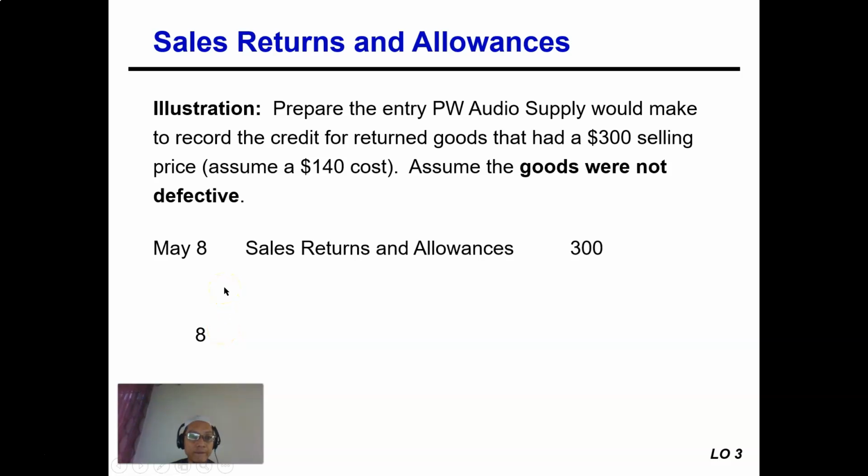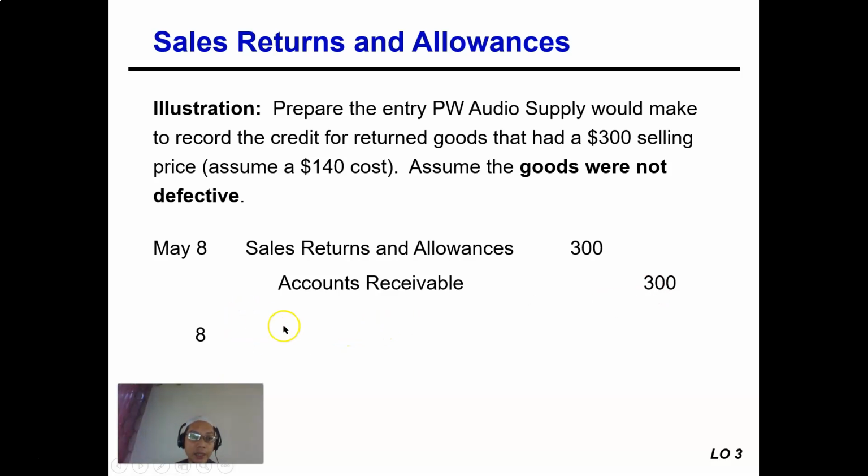One for the sales return specifically, and secondly for updating the inventory as well as the cost of goods sold. The first is that we debit sales return and allowance. Sales return and allowance is opposite from sales, therefore the recording is also opposite. So we debit sales returns and allowance by $300, and we credit our accounts receivable. We are reducing the amount owing by our customer. Our customer used to owe 3,800, but because they returned some items, we need to reduce their owing by 300.